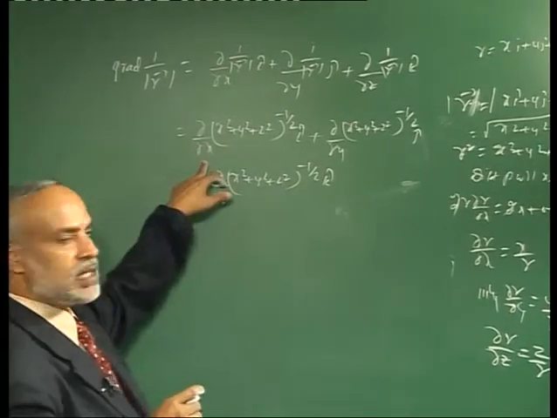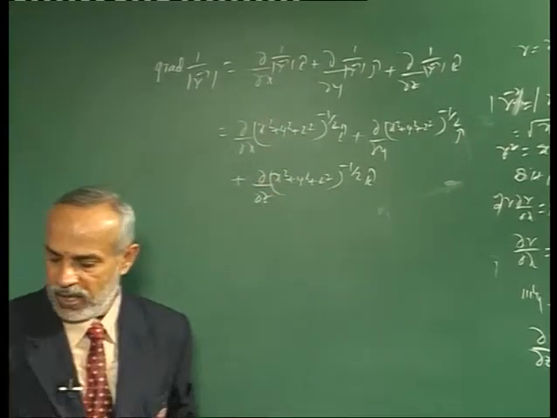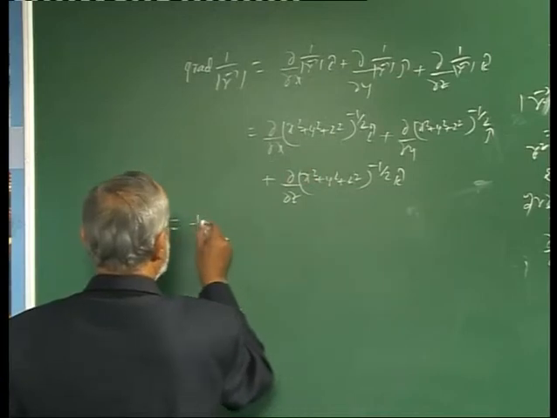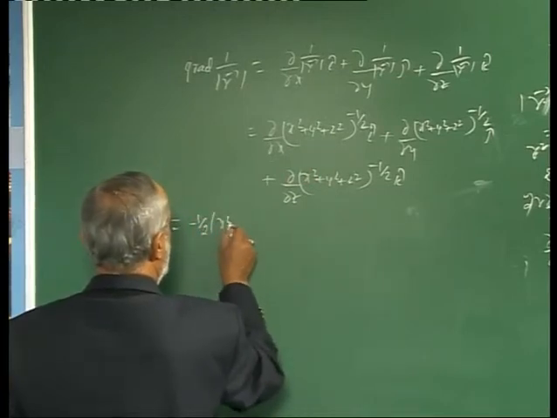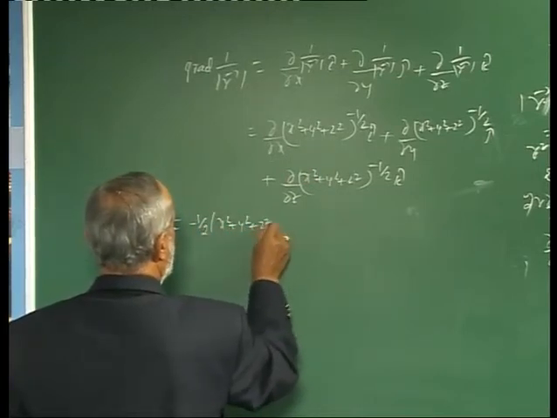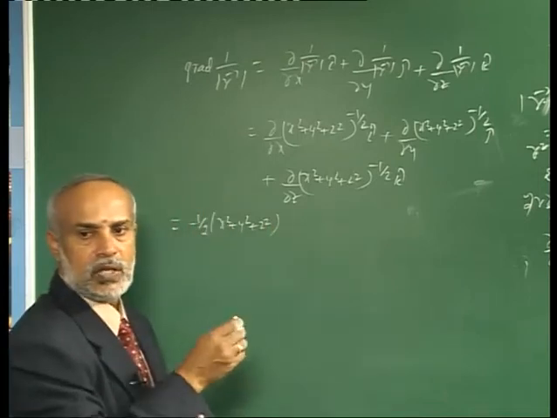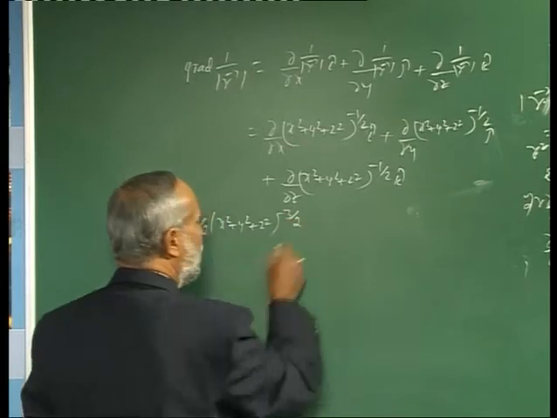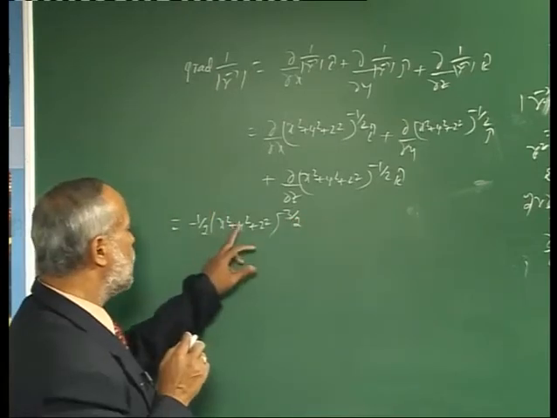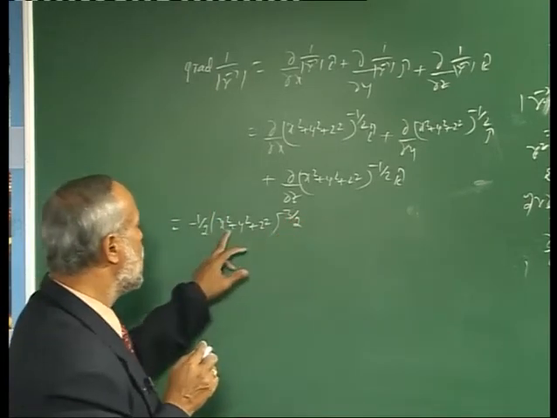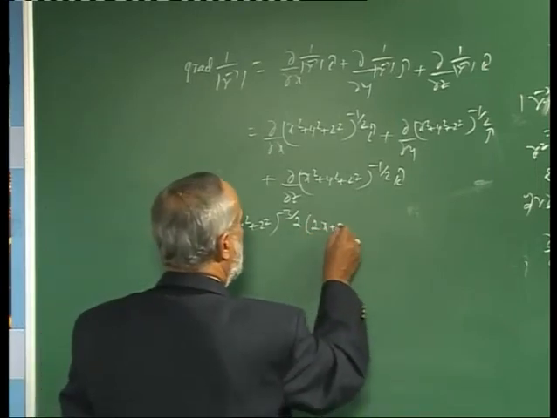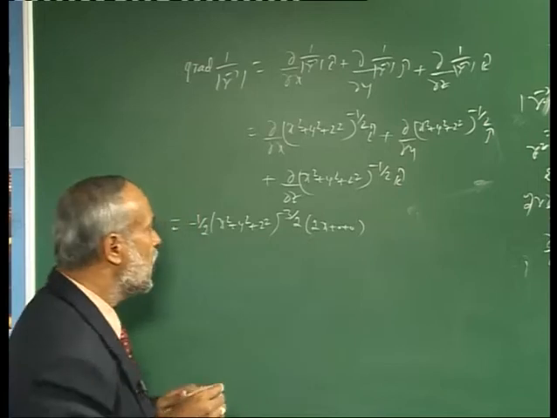Now you have to differentiate partially with respect to x. What do you get here? This is equal to minus 1 by 2 x square plus y square plus z square whole to the power of minus 3 by 2, into x square differentiation is 2x, and y square is 0 and z square is 0.